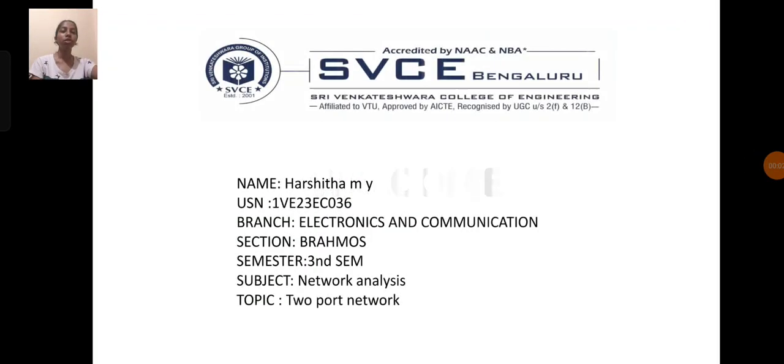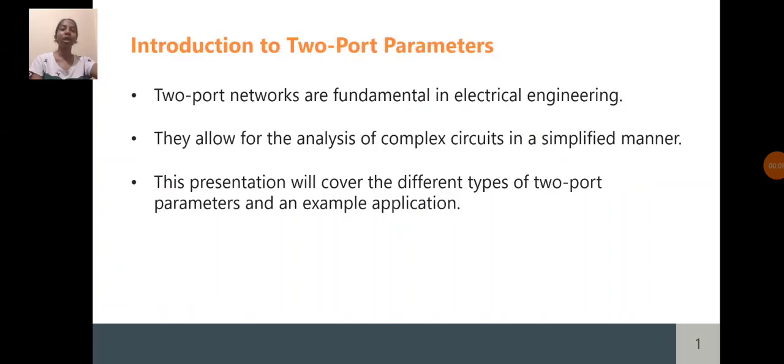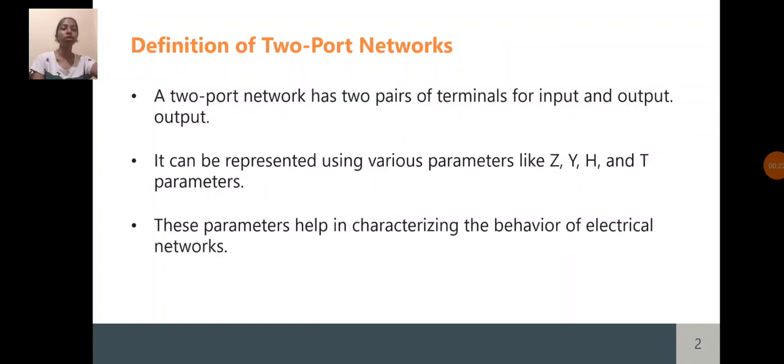This is Arshita, and we're studying in Sri Venkateshwara College of Engineering, and today's topic is two-port parameters. Introduction to two-port parameters. Two-port networks are fundamental in electrical engineering. They allow for analysis of complex circuits in a simplified manner. This presentation will cover the different types of two-port parameters with an example application.